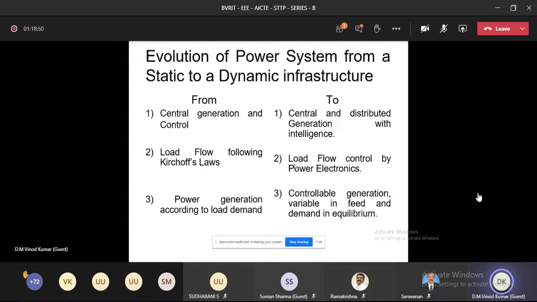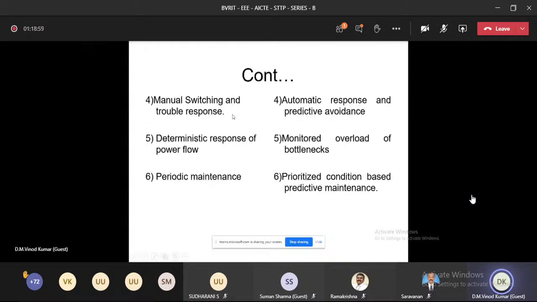It is a controllable generation, variable in-feed and demand in equilibrium, and manual switching and trouble response, whereas the smart grid has automatic response and predictive avoidance. Predictive means it will predict, because most of the time, in machine learning I will talk, what we do is that there is a generator. It is maintained after 6 months. Today we have done it, so after 6 months only we will do it again.